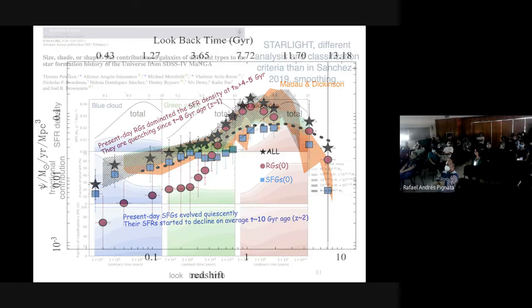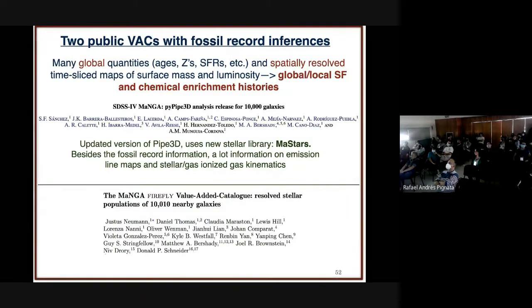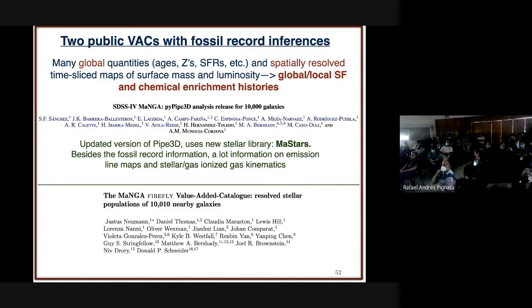Just to say that now there are two public value-added catalogs with all this information. One is by our group, which is led by Sebastián Sánchez at the Instituto de Astronomía. You can already find this paper on astro-ph. You can find there how to download all this data, processed with the Pipe3D pipeline. And the other is from the Firefly group. They also analyzed the 10,000 galaxies. It's very interesting to compare the two different approaches and how the results compare.